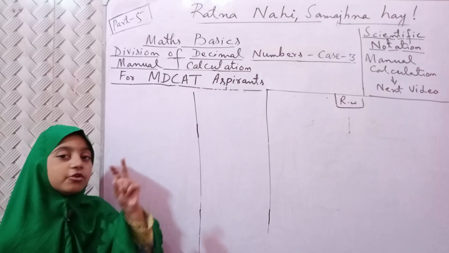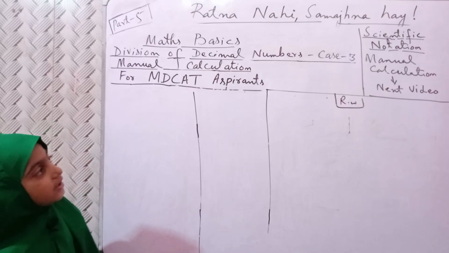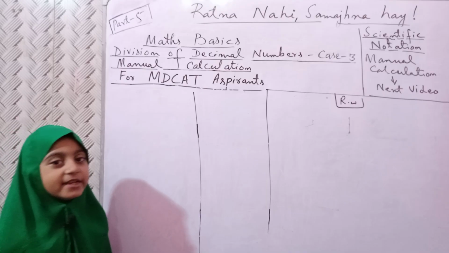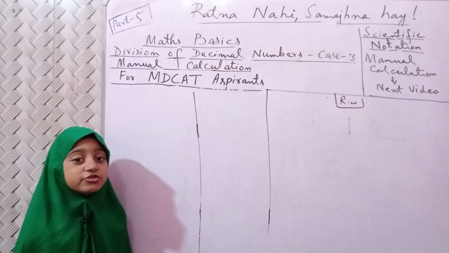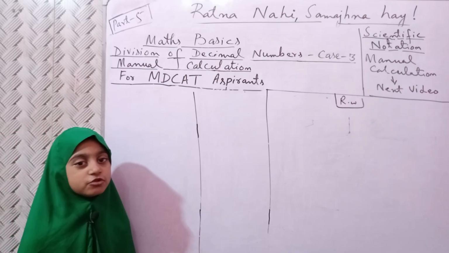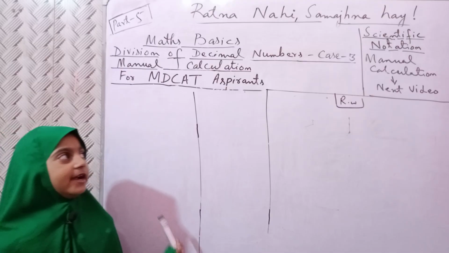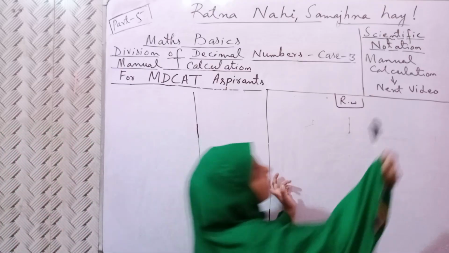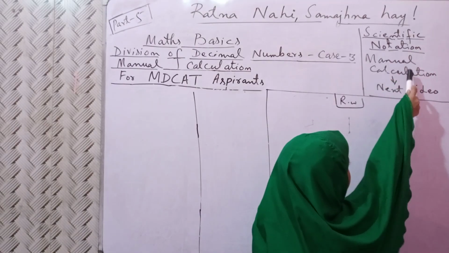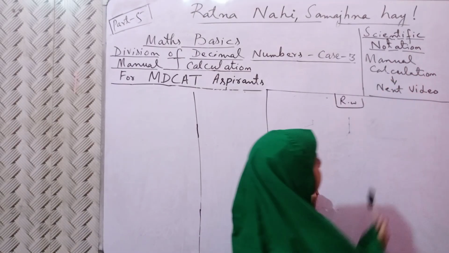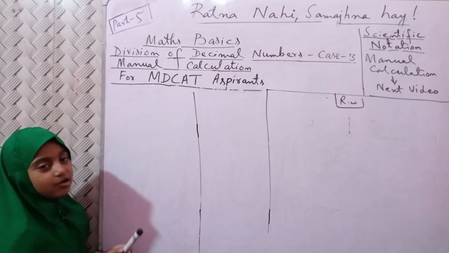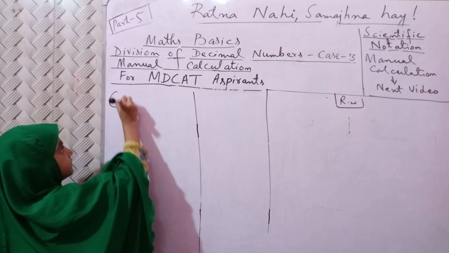But listen to me two things carefully. We are doing case 3. We are not doing case 1, case 2. Case 1 and case 2 were easy, but case 3 is a bit difficult. And one more thing, we are doing scientific notation manual calculation in the next video. Okay, now let's take an example.